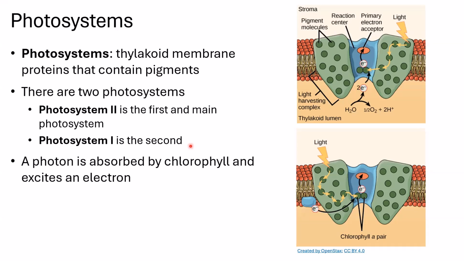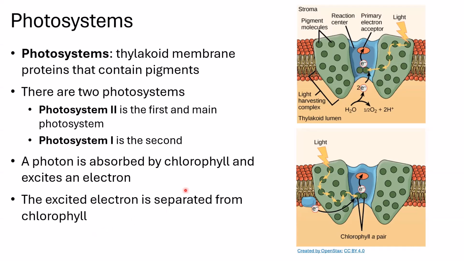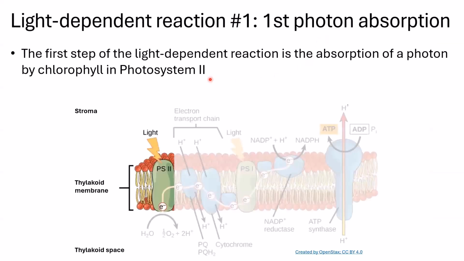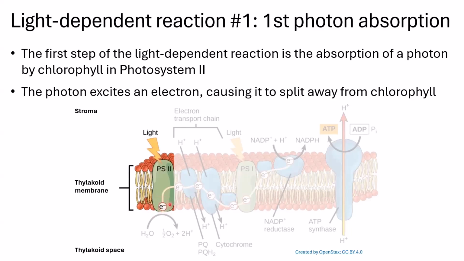What I want you to know about photosystems is that the chlorophyll and other pigments they contain absorb photons. For chlorophyll, the absorption of photons leads to an electron getting excited, and when the electron is excited, it gets separated from chlorophyll. The absorption of a photon by chlorophyll in photosystem 2 is the first step in the light-dependent reactions. Light hits photosystem 2, the chlorophyll inside absorbs a photon, and the electron, represented by the E- in the circle here, gets separated from chlorophyll.